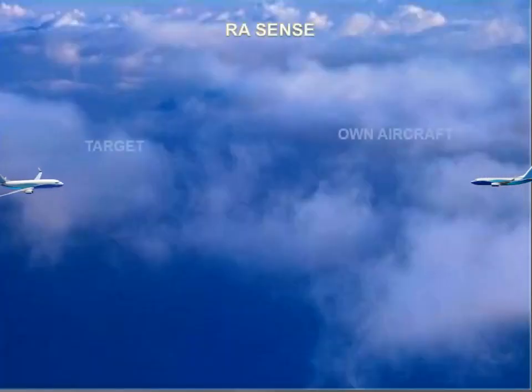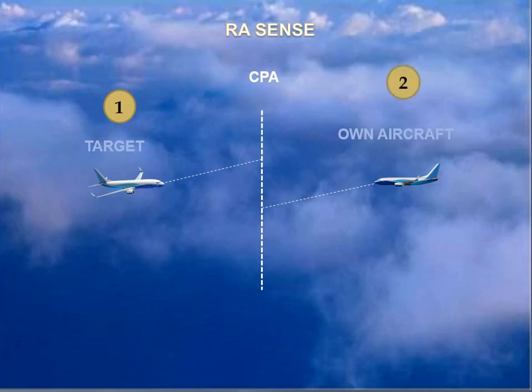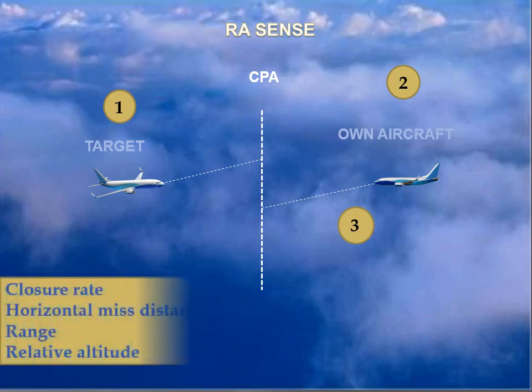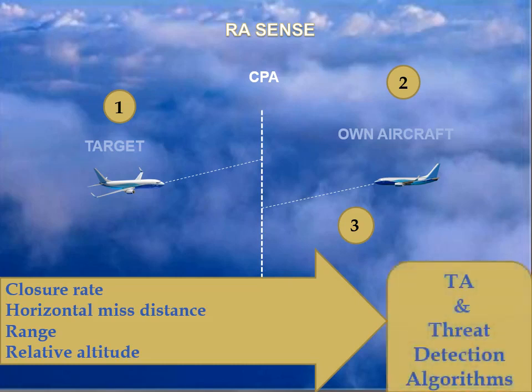Resolution advisory sense. 1. The target's vertical speed is obtained by measuring the time it takes to cross successive 100 feet or 25 feet altitude increments. This depends upon the type of altitude coding transponder. 2. The collision avoidance logic uses the data from own aircraft's pressure altimeter to determine its altitude and vertical rate, and calculates the relative altitude of each target. 3. The outputs from the tracking algorithm are supplied to the traffic advisory and threat detection algorithms, which will determine if a target should be classified as an intruder or a threat.